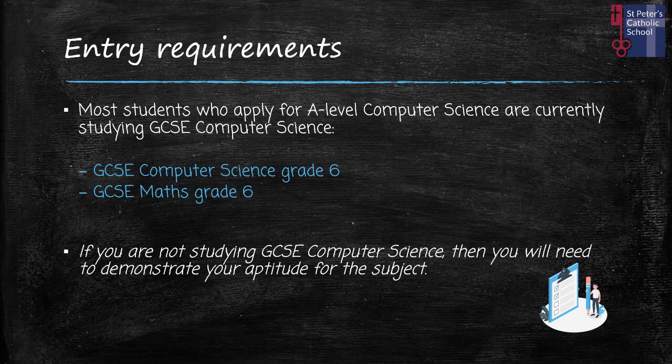However, if you haven't studied GCSE computer science, then that doesn't necessarily prevent you from studying A-level computer science. For any students that fall into this category, you still need to achieve a grade 6 or above in maths. You will also need to demonstrate your aptitude for the subject. If you speak to me, then we can discuss how this can be completed.